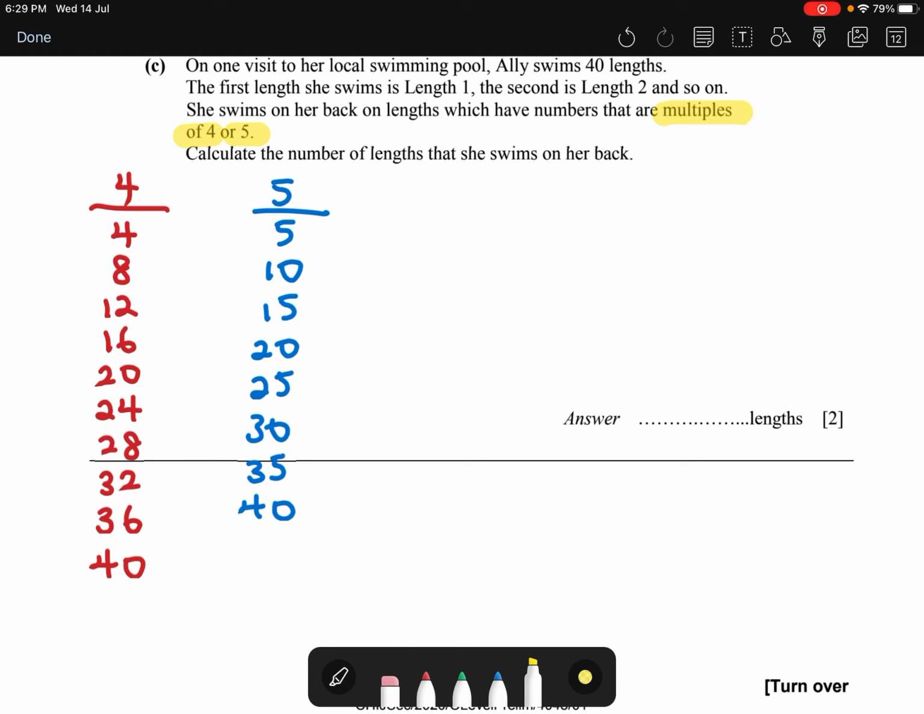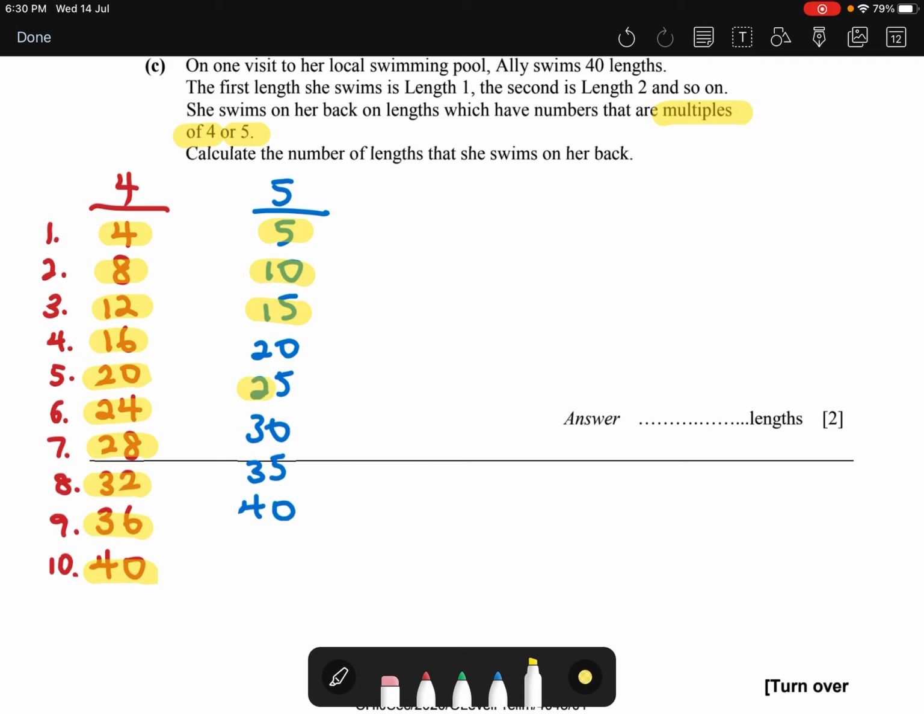So 4, 8, 12, 16, 20, 24, 28, 32, 36, 40. All these will be the lengths where she swims on her back. If you count 1, 2, 3, 4, 5, 6, 7, 8, 9, 10, that is 10 lengths already. Next I will count my multiples of 5: 5, 10, 15, and the fourth is 20, so we should not count this, because I already counted 20.